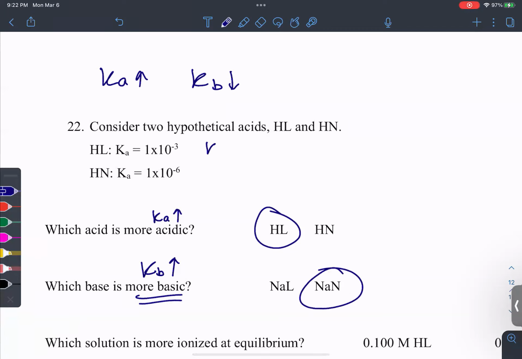Or you can just calculate it. If Ka is 1 times 10 to the negative 3, Kb is 10 to the negative what? 11? Yeah, remember, Kw equals Ka times Kb, so the exponents have to add up to negative 14. That's why I can do it in my head. So the Kb for HN, or for N minus, would be what? 10 to the negative 8? Yeah, and so that's what you see. Look, N minus has the larger Kb.